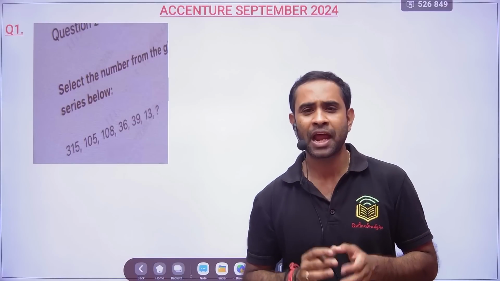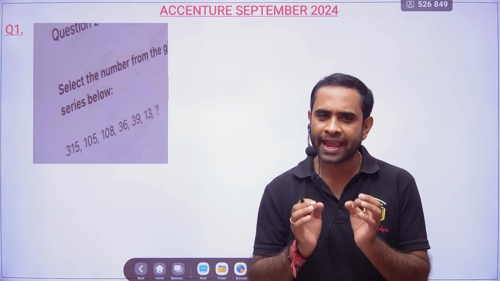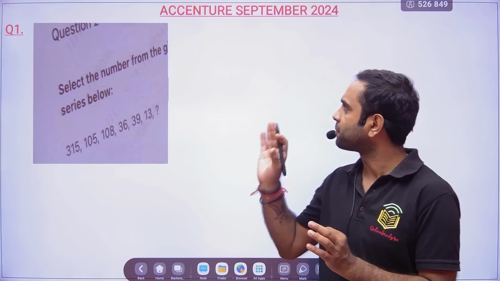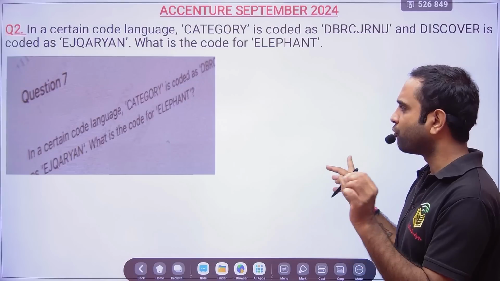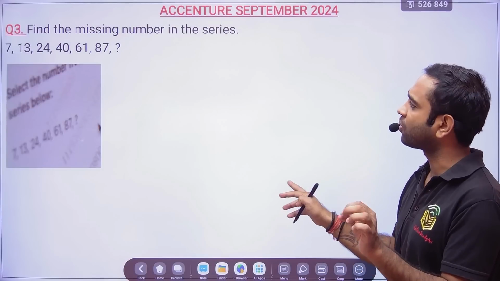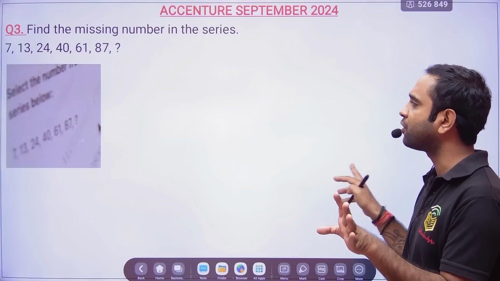Hello everyone. Today we are going to solve Accenture questions asked in September month. We will be solving cognitive ability, pseudocode, and coding questions. So please watch the video till the end.